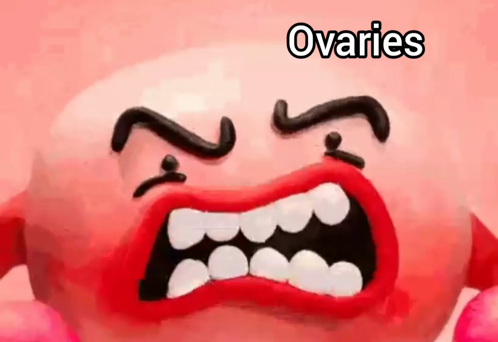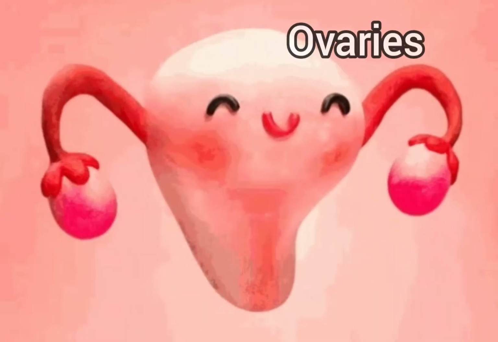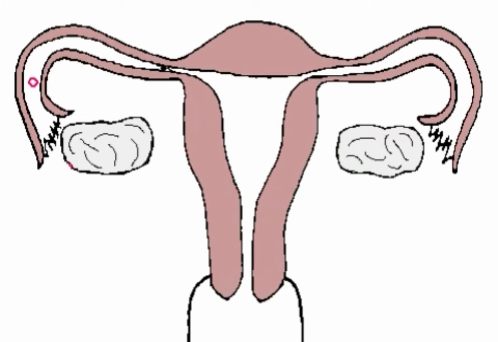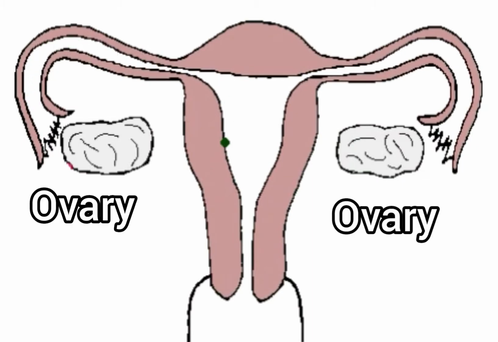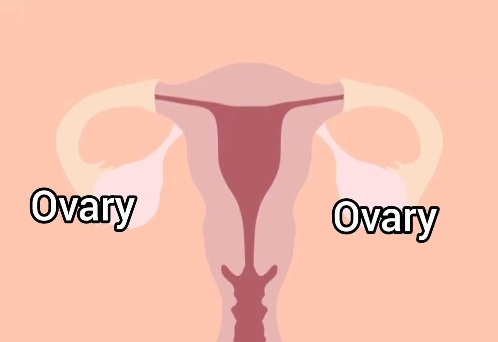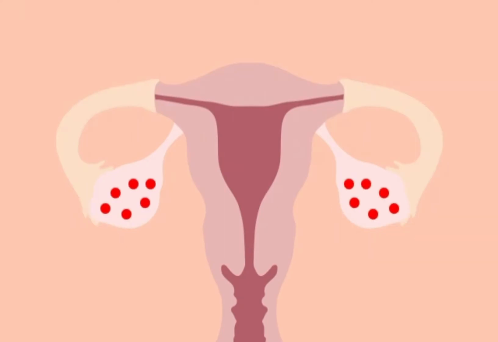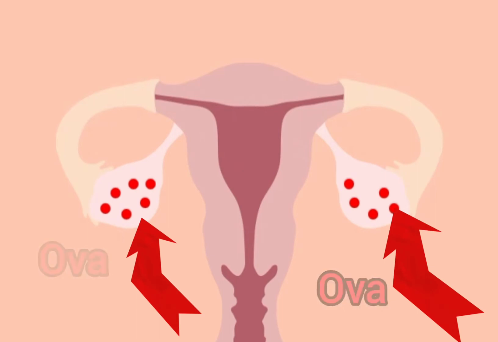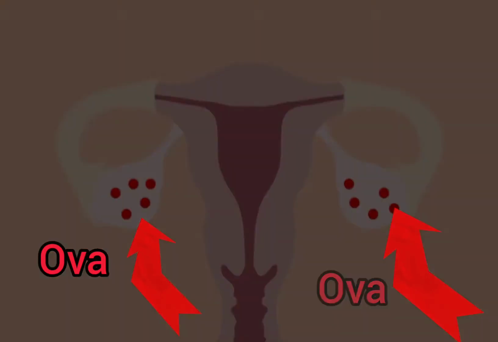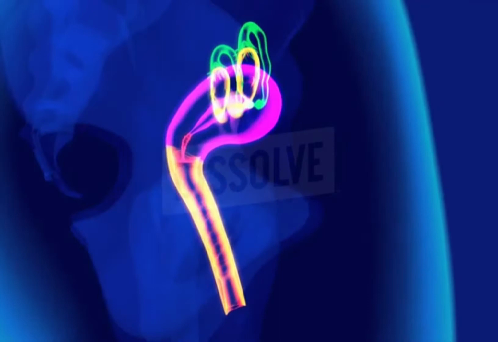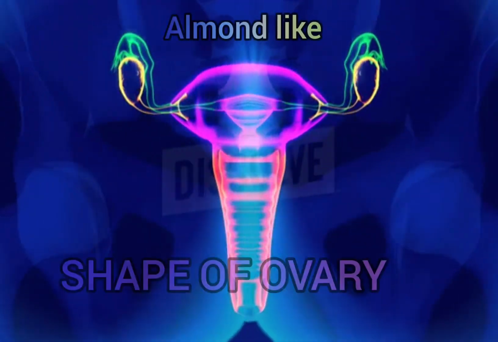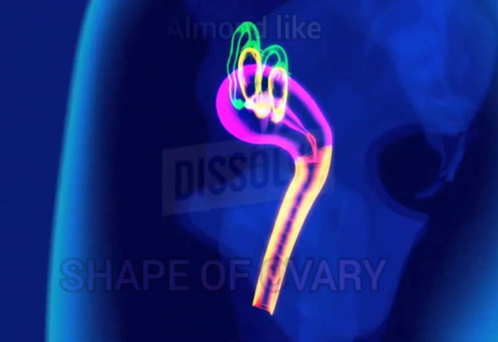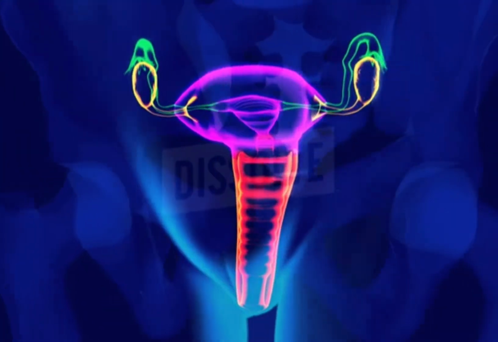Ovaries. The ovaries are a pair located on either side of the lower abdomen in the human female, and they remain attached to the pelvic wall and the uterus by ovarian ligaments. The ovaries are the primary female sex organ that produces the female gametes, that are the ova, and the female hormones, that are the ovarian hormones. The shape of the ovary is flattened, almond-like. It measures about 2 to 4 cm in length.